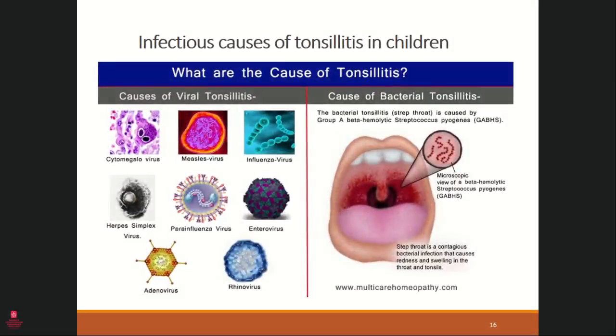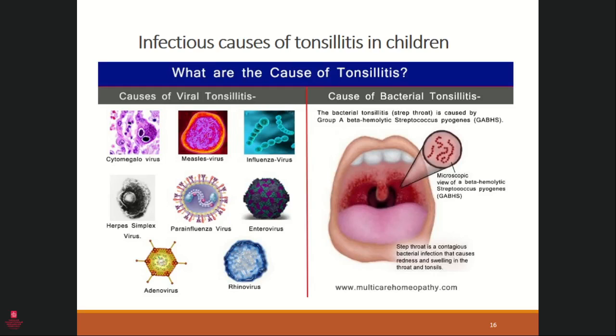About tonsillopharyngitis. Infectious causes of acute tonsillitis in children are presented in this table. I propose to remember the following. In children under 3 years old, all tonsillitis are usually viral.